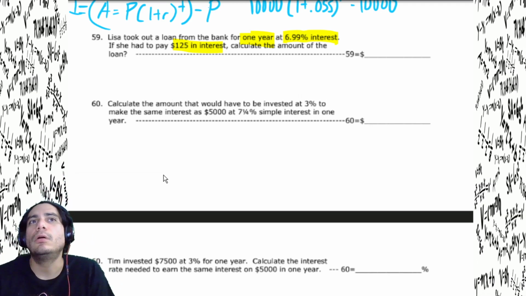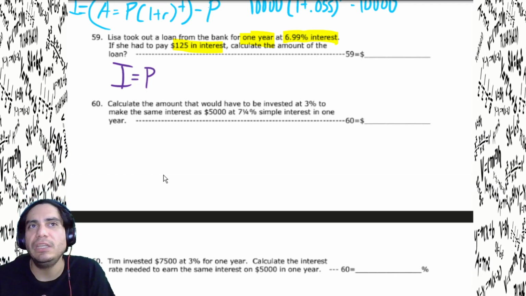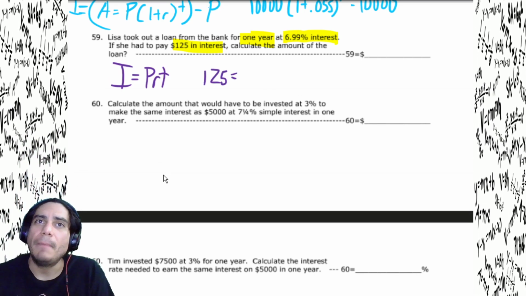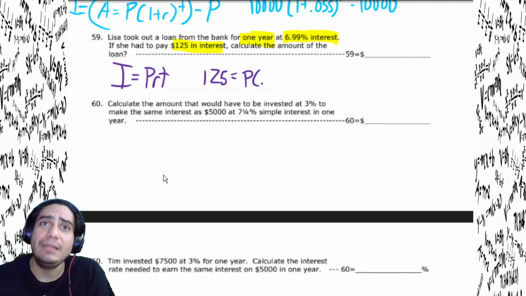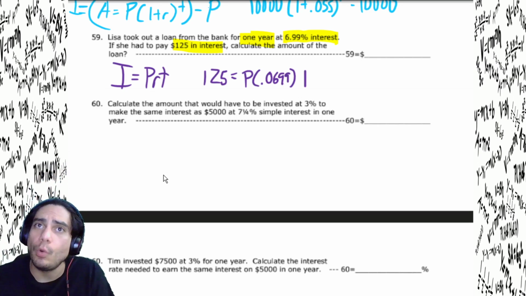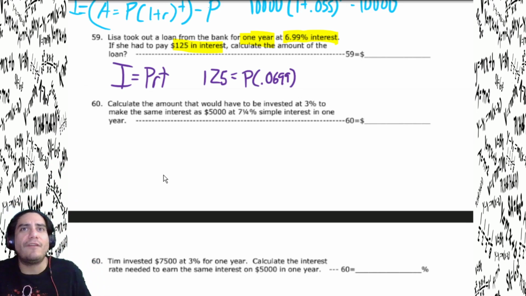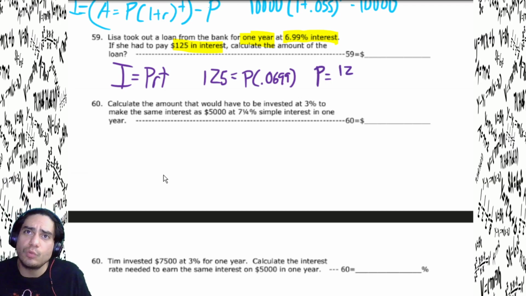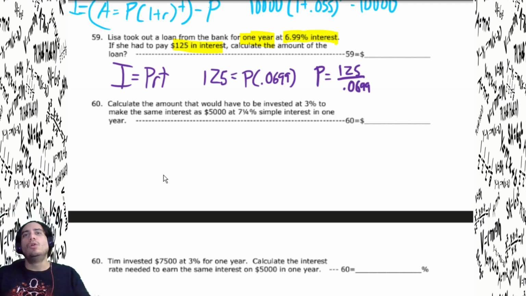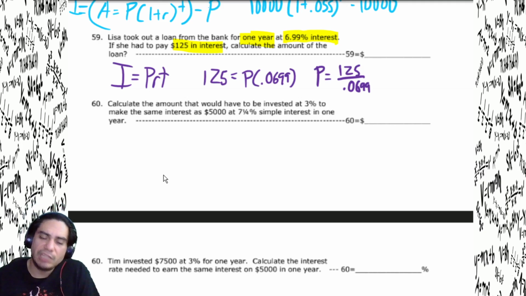So we have to figure out how much she borrowed from the bank, because they gave us I equals PRT. That's what we have to use. They gave us the interest, $125. My principal is unknown. I know my rate, 0.0699, and my time is 1, so I could put the 1 there to multiply, but we get the same answer. So to figure out the principal, I'm going to take $125 and divide it by 0.0699. So 1, 2, 5, enter, 0.0699, divide.